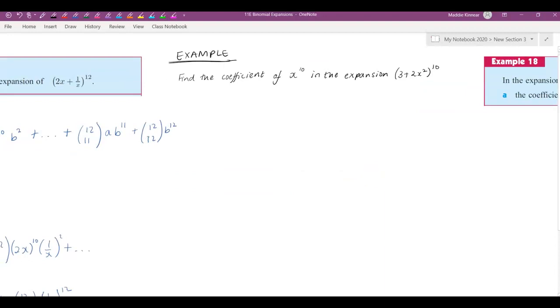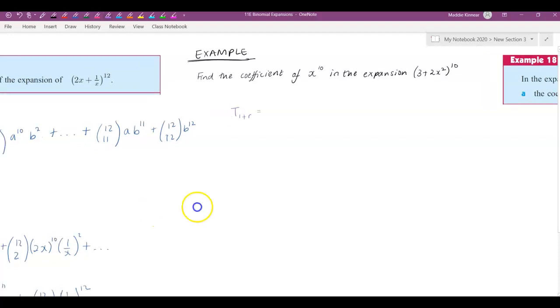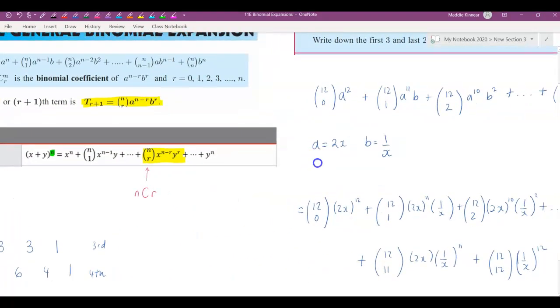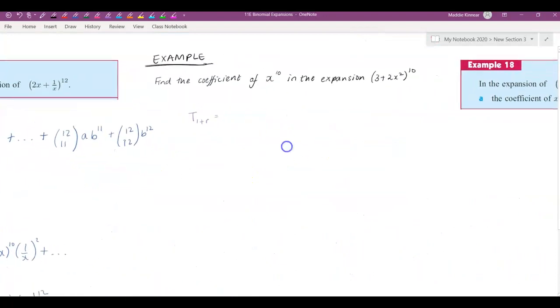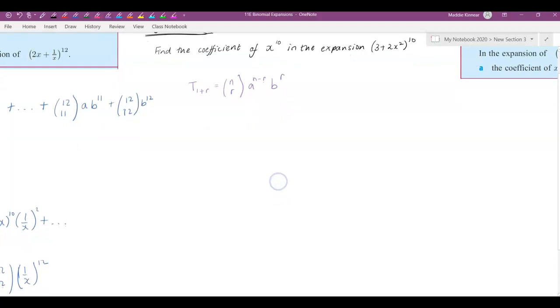So what we're going to do is just say, well, we know it's going to occur at a particular point. So we can say, well, this generic term, which is going to be 1 plus r, because remember the term is always 1 more than the r value. If we go back to this one, term r plus 1 is equal to n on r, and then we multiply that by a to the n take r, and b to the r. I'm going to use a's, you can use x's like the exam formula. So that's just taking that term from that formula sheet.